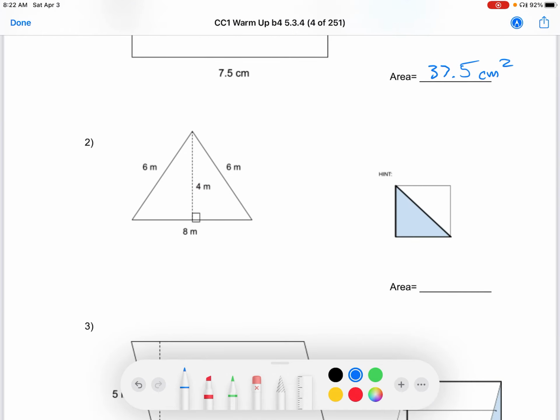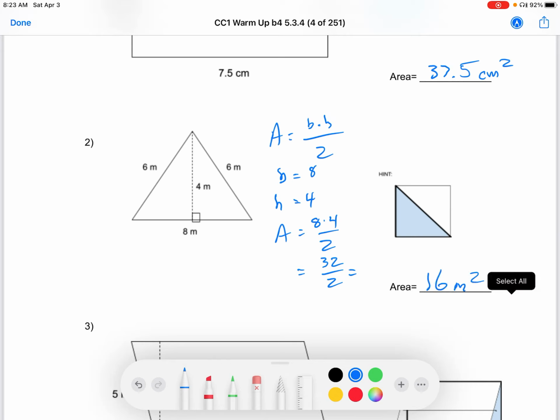Here's a triangle. The area of any triangle is base times height, but we will divide by 2. Base in this case is 8, and the height equals 4. So we're going to plug all our values in there. Area equals 8 times 4 over 2. That equals 32 over 2, which is 16. 16 what? Square meters.